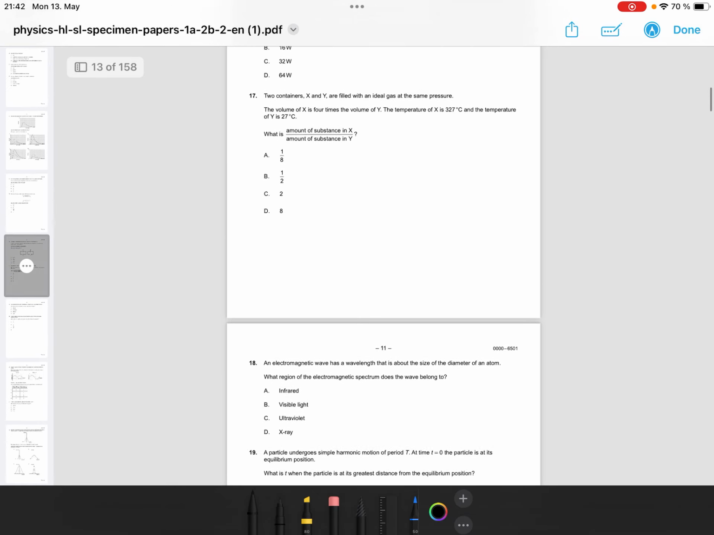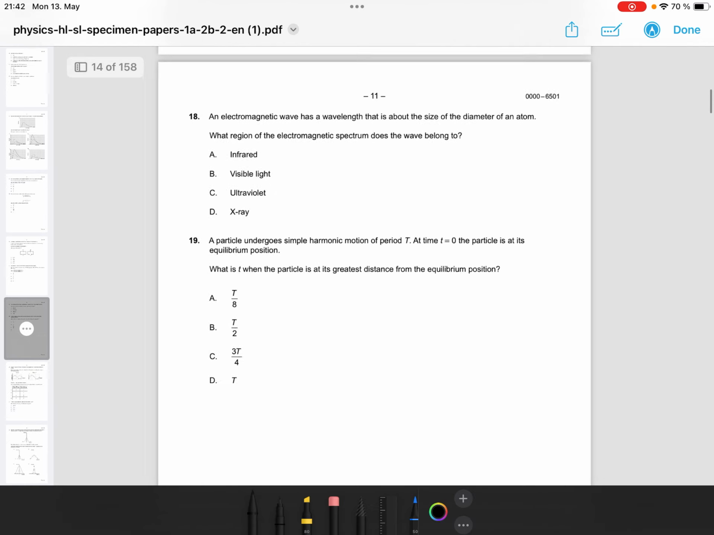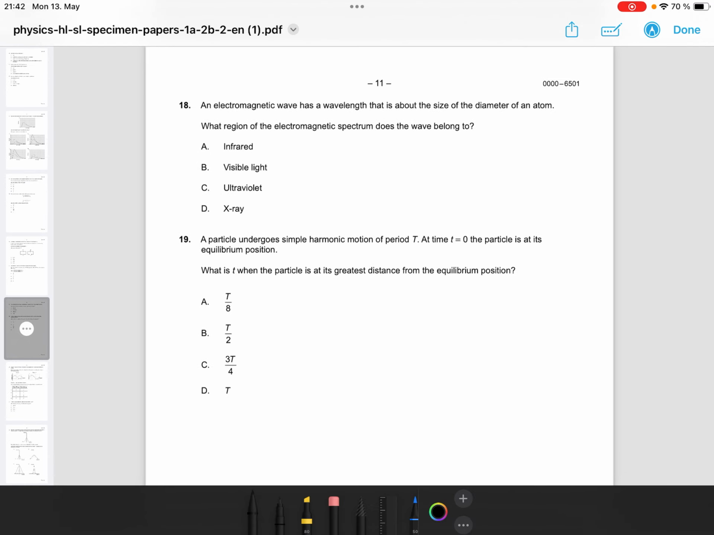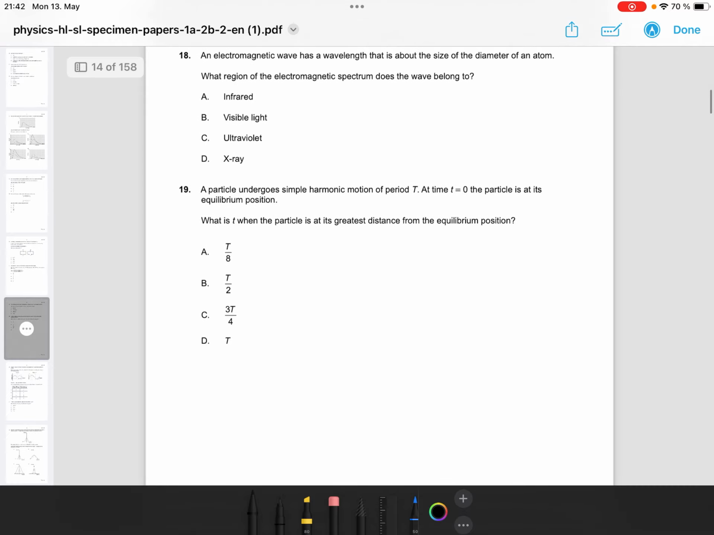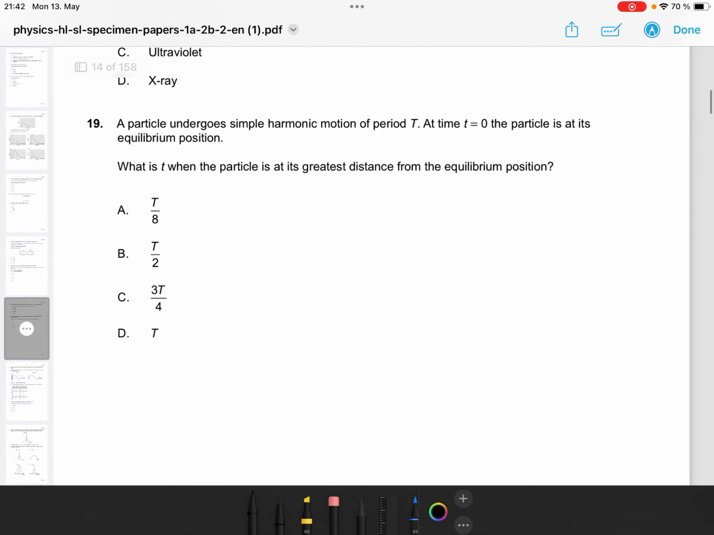Okay, so this is going to be the second part of paper 1 for the physics specimen paper for 2025. So let's begin. This question is about simple harmonic motion, which is subtopic C.1.